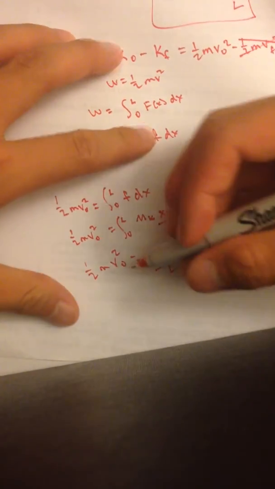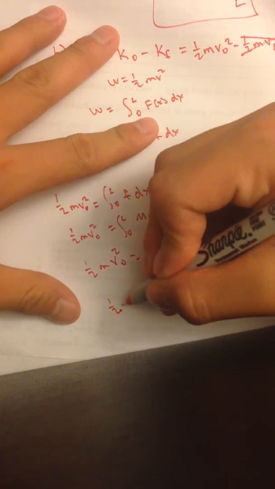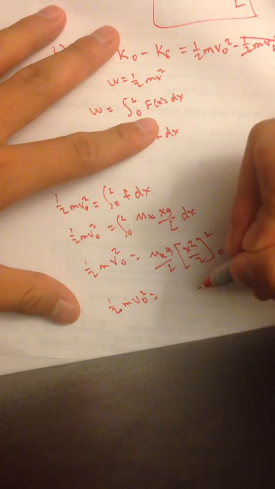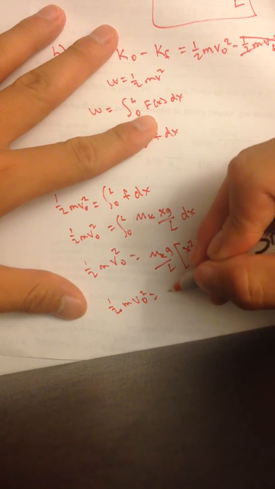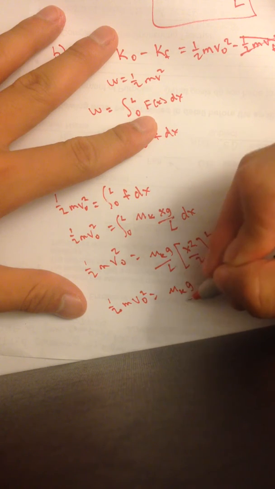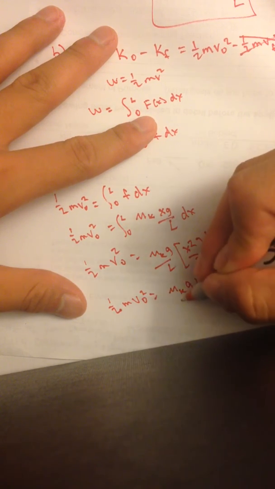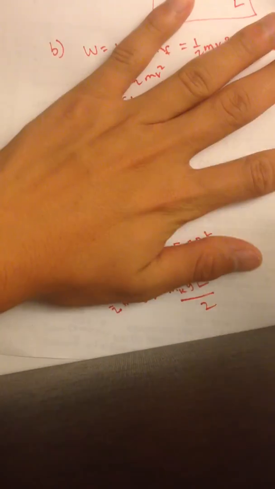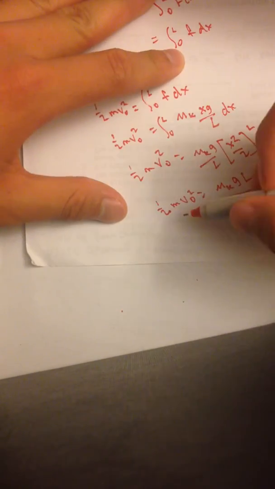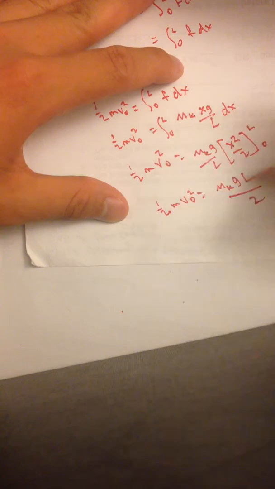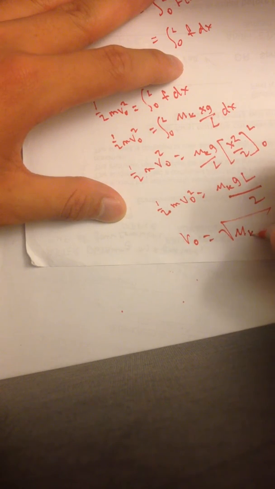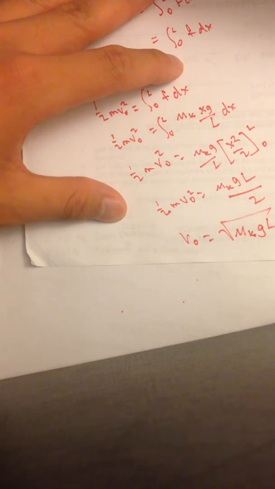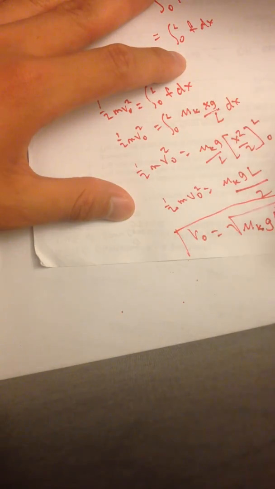If we simplify this further, 1/2 m v initial squared equals mu g L over 2. I'm going to skip a step here, but it's just algebra. We continue our algebra to solve for v initial. We multiply both sides by 2, divide both sides by m, and take the square root. So our v initial equals the square root of the coefficient of kinetic friction times gL. And that is our answer to part B.